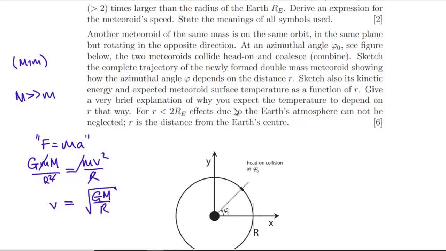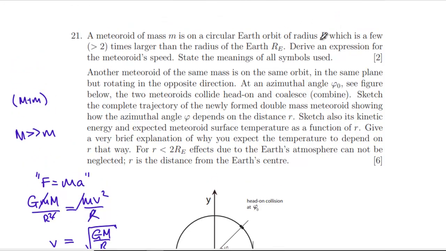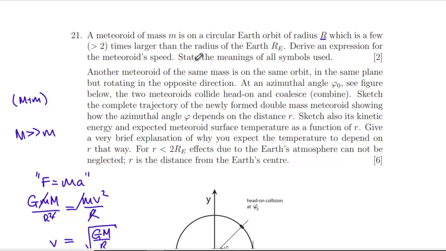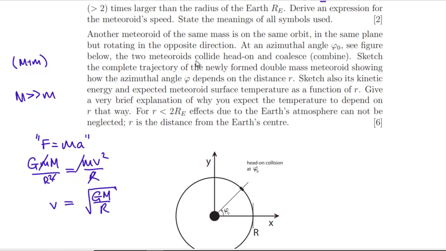I think they've already, did they use R? Yeah, so they've already given us R, but they want us to state the meanings. So we have to say that capital M is the mass of the Earth, and that G is the gravitational constant. So that's so far so good.